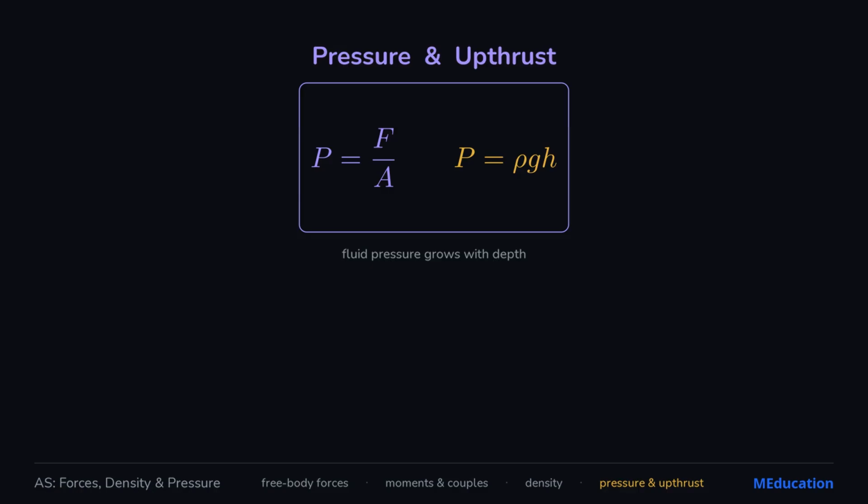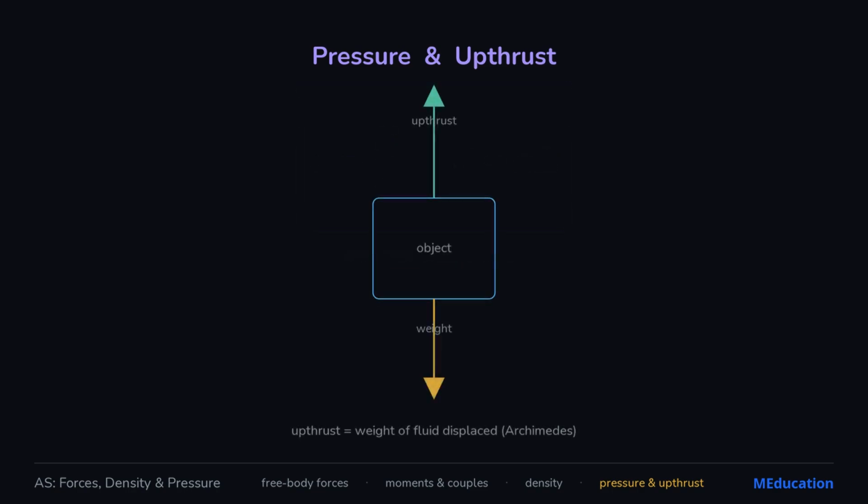Pressure is force spread over an area, force divided by area in pascals. The same force on a small area gives huge pressure, which is why a sharp knife cuts and a drawing pin pierces. In a fluid, pressure grows with depth because the deeper you go, the more liquid sits above you. That pressure is density times g times the depth.